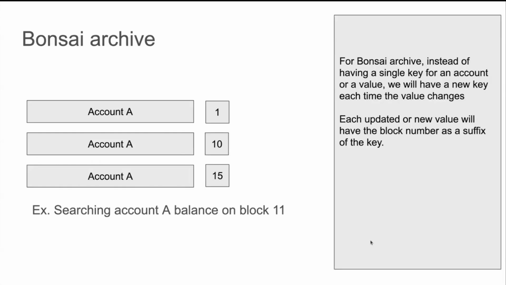What is an archive mode? An archive mode will help you to retrieve the history of an account, the history of a slot value. So we need to be able to retrieve very old state in order to do that.